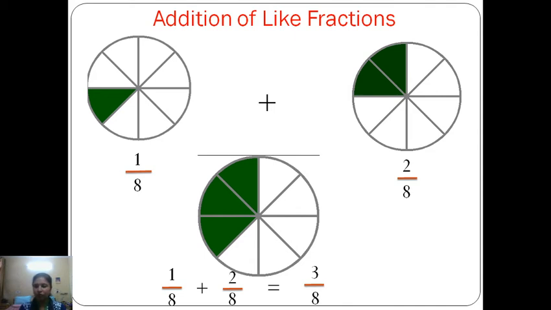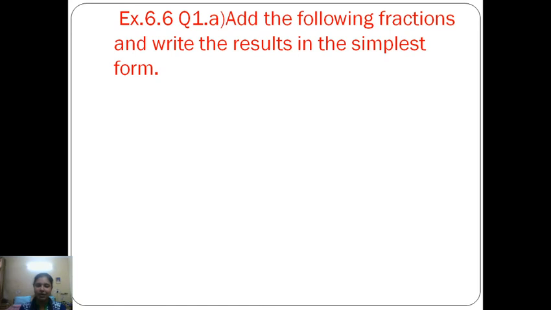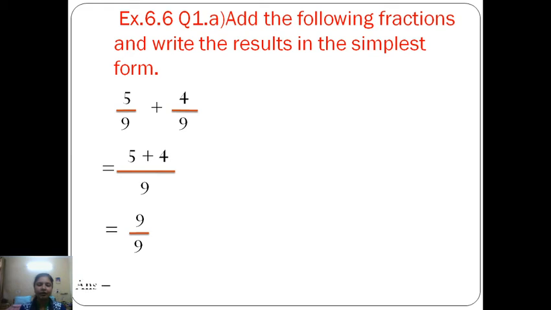Okay, so we move to the next exercise 6.6. Add the following fractions and write the results in the simplest form. I have picked up question number 1, A part. Question is 5 by 9 plus 4 by 9. As you can see, they are like fractions. So we just need to add their numerators. So we can say 5 plus 4 by 9. We will add their numerators and write the denominator once. So 5 plus 4 is 9 by 9. 9 divided by 9 is nothing but 1. So the answer is 1.